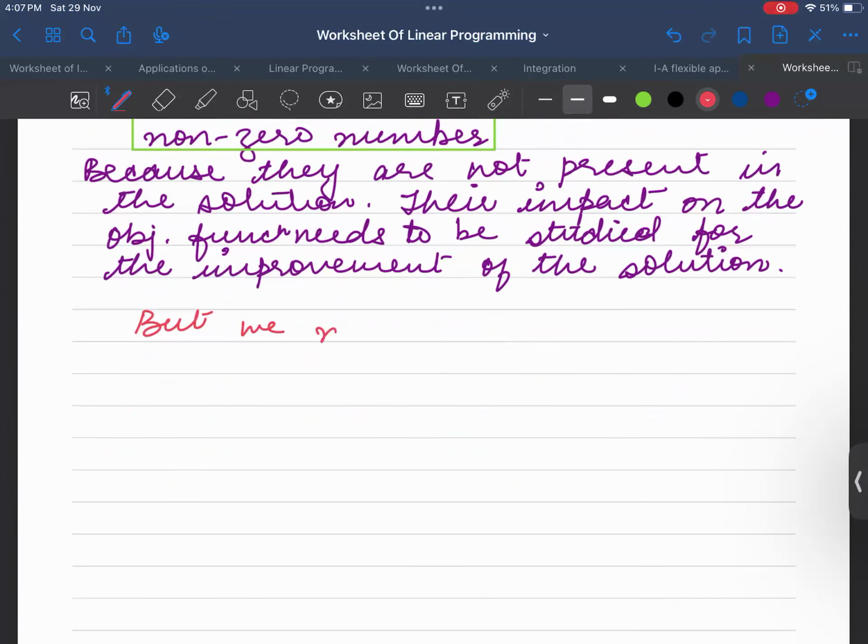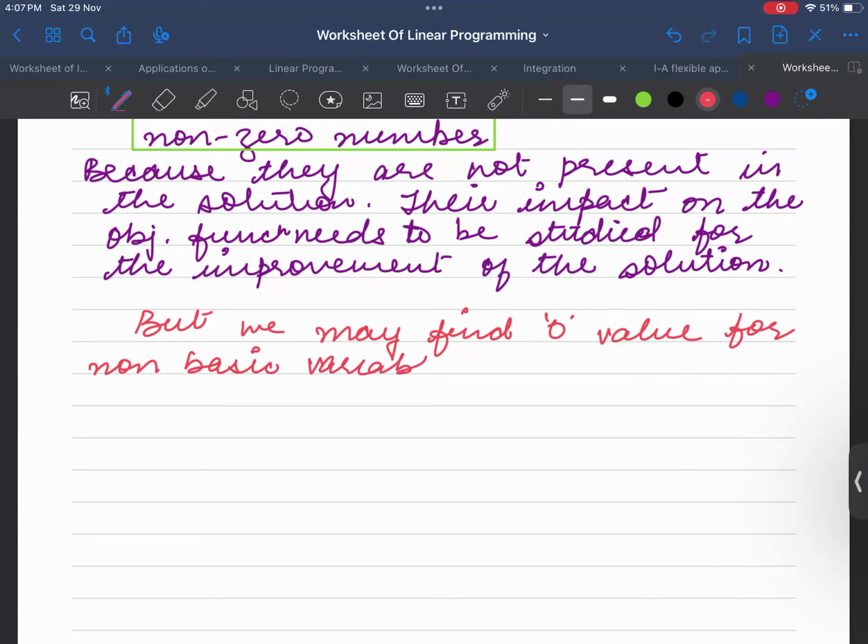But we may find 0 value for a non-basic variable in the Cj minus Zj row.